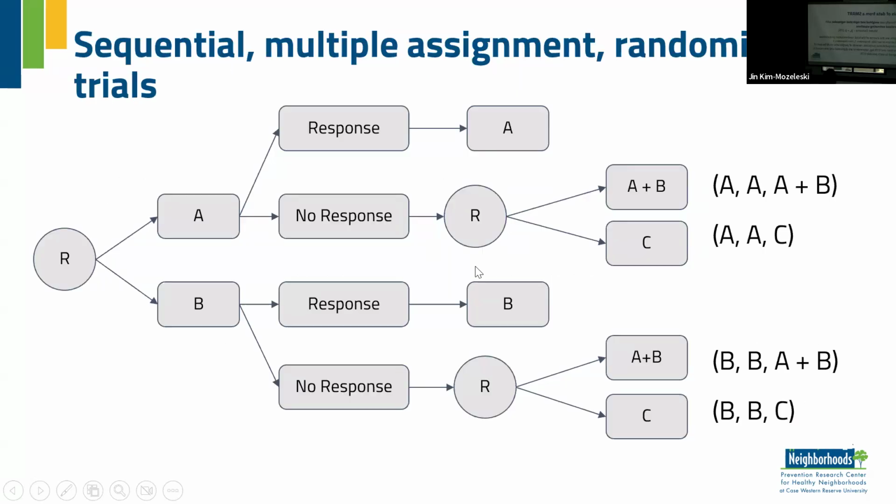So you wouldn't be comparing them to A. Like A and B by themselves, you could look at that. But the idea of the whole SMART would be to come up with the DTR that optimizes some final outcome rather than looking at just the first stage treatment.